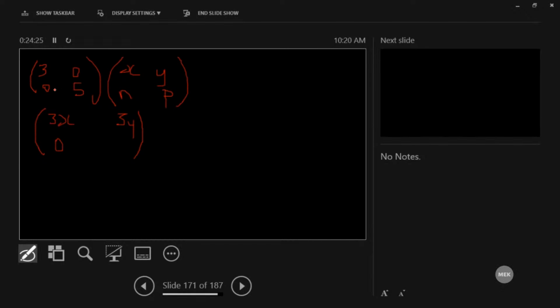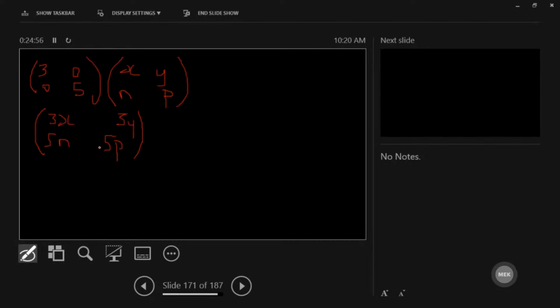And 0 times X is 0. And then we're going to have 5N. So we can just write, we don't have to put the 0 then. So we can just put the 5N. 5 times N, that's 5N. And then 0 times Y is 0, and 5 times P is 5P. So this is the product that we got.